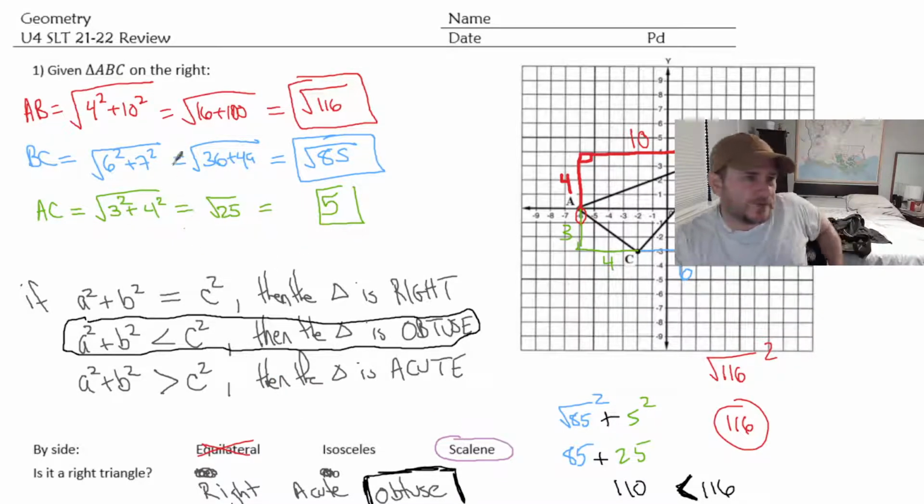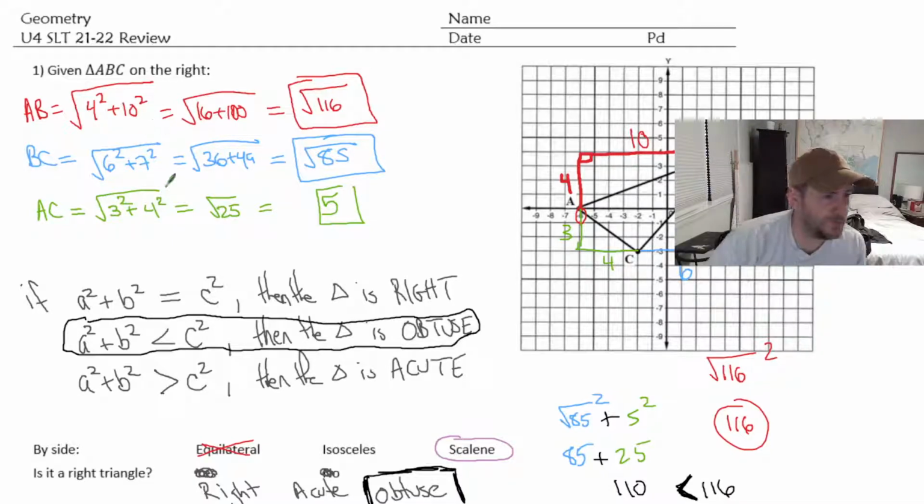And that's it. So for these questions about triangles, it's pretty simple. You're just going to find the length of all three sides. If they're all the same, you're equilateral. If only two are the same, you're isosceles. And if none are the same, you're scalene.